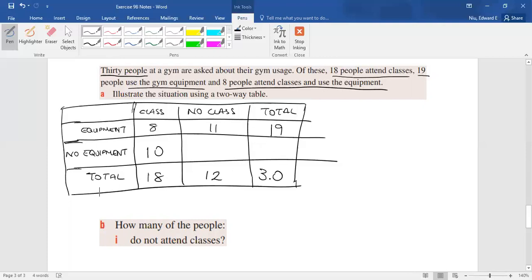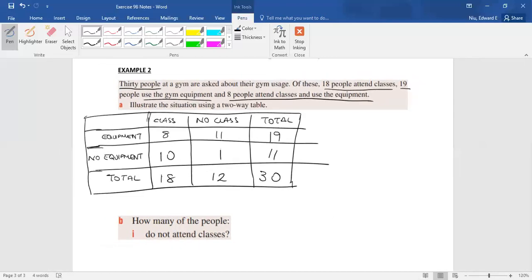19 plus a mystery number has to equal 11 for it to get to 30. And let's see, 10 plus what number gets us 11? 1, right? So that means one person doesn't go to class nor uses the equipment. So I wonder what they actually do in the gym. That's pretty peculiar. And just to verify, 11 people who use the equipment but no class, and this one person here adds up to 12 people who go and use no class in total at all. So this checks out, and we have our two-way table created.